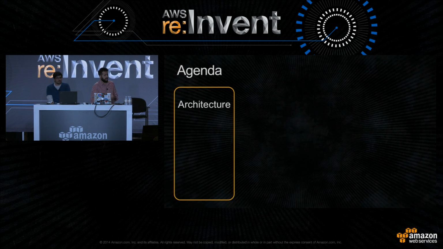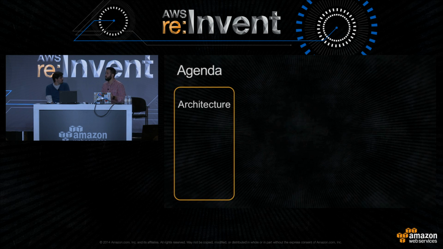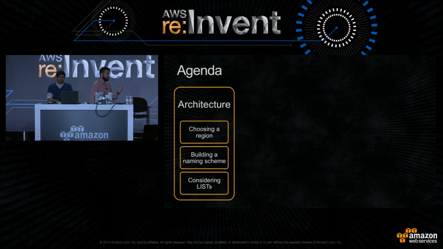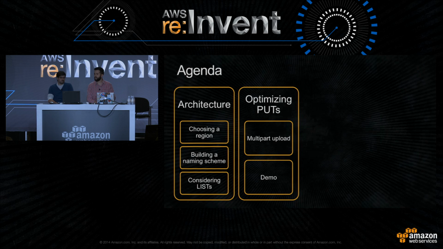So here's the agenda of our presentation. We're going to begin with architecture, where I'm going to share with you some best practices on key naming, how to choose the best region to put your objects, and considering lists when using your S3. Also, I'm going to talk after that about how to optimize your puts, okay? And how to use multi-part uploads to leverage the benefits of parallelism. And we have a demo after that, hopefully.